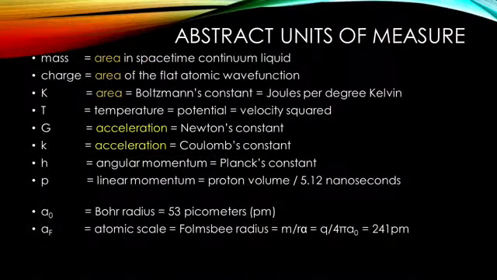All right, now Planck's constant is about angular momentum. That's like a wheel on an axis spinning around, and the radius of the wheel is called the arm sometimes. And that's angular momentum, but there's also a linear momentum, and in gravity, that is the proton volume divided by 5 nanoseconds. And these typical radius values are the proton radius, the Bohr radius, and the Folmsby radius, 2.4 angstroms.